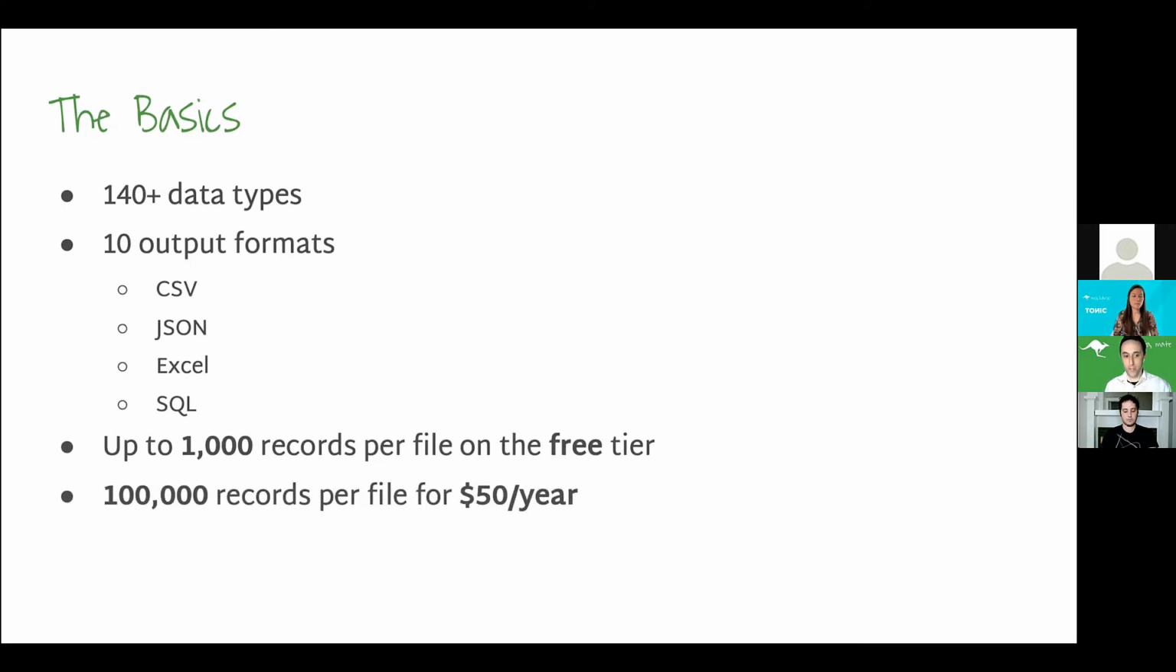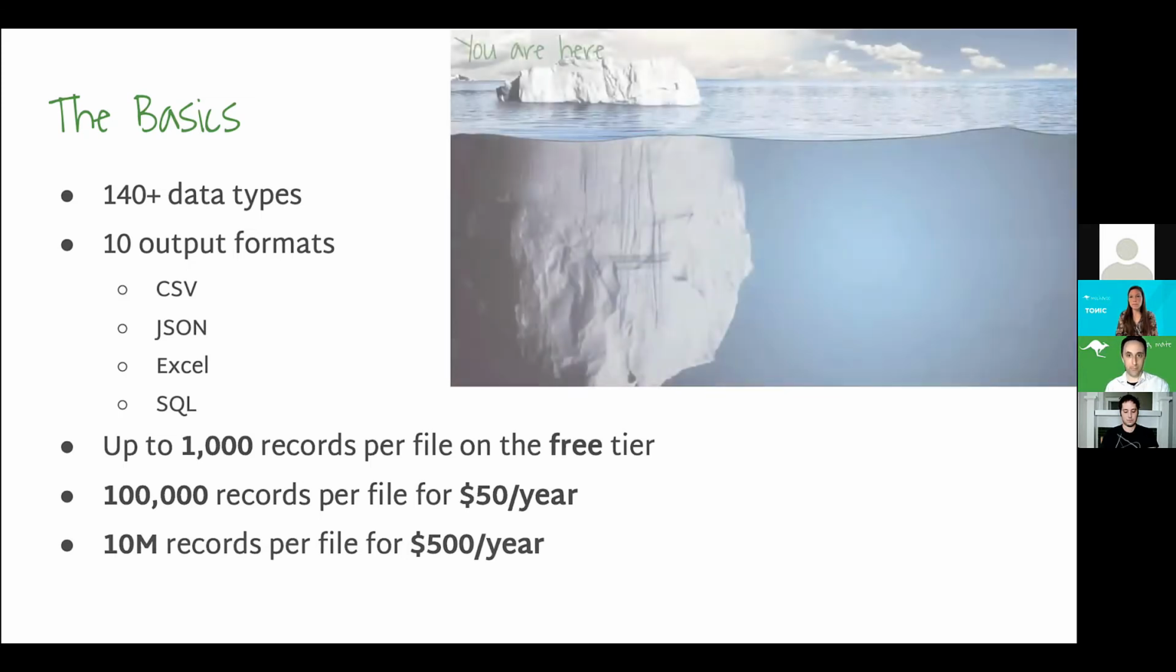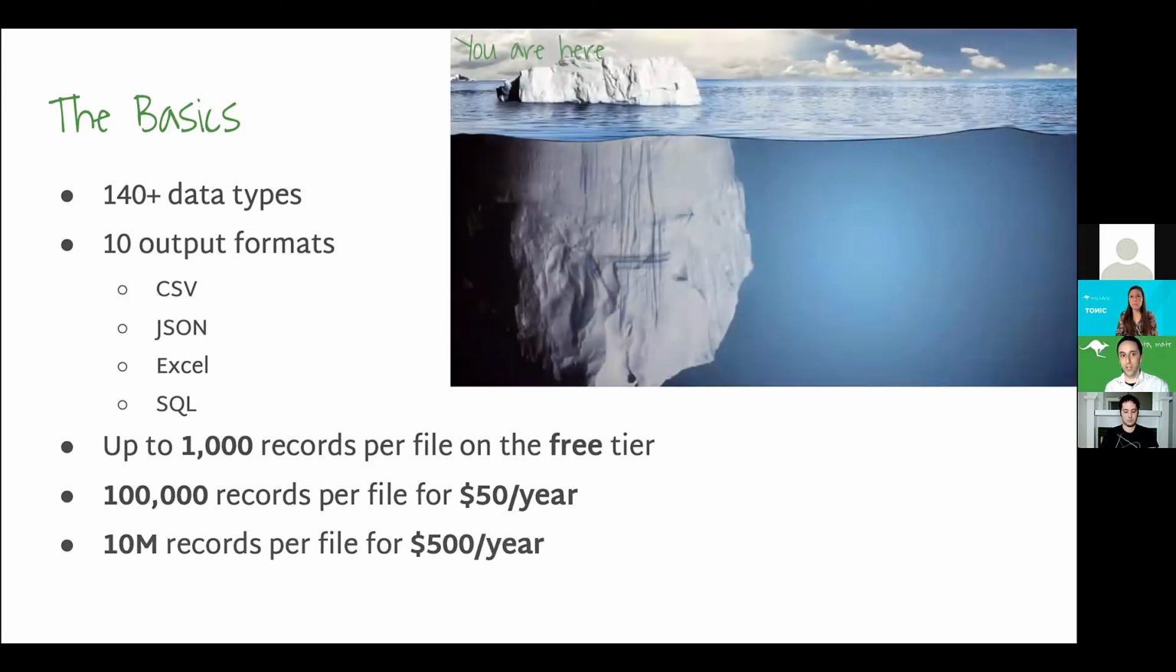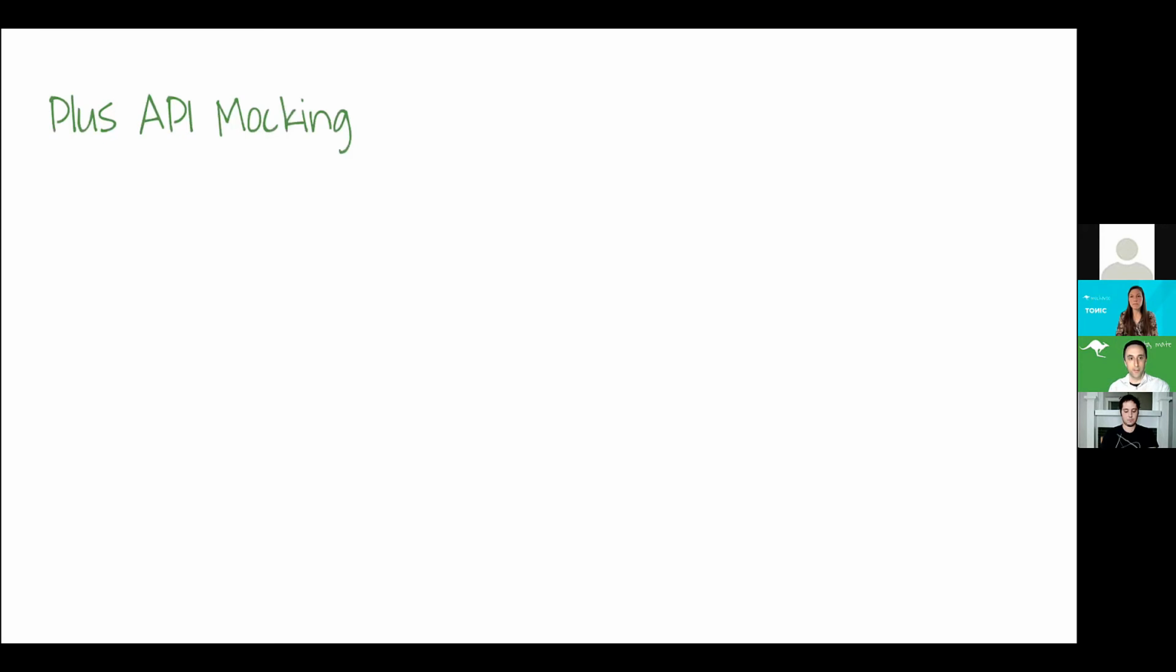If you need to generate more, you can generate up to 100,000 records per file for $50 a year, so really cheap, or 10 million records per file for $500 per year. So that's the basics. But as I mentioned, there's quite a lot of powerful features to be discovered once you get more into Mockaroo. So one of them is the ability to create REST APIs, mock REST APIs.